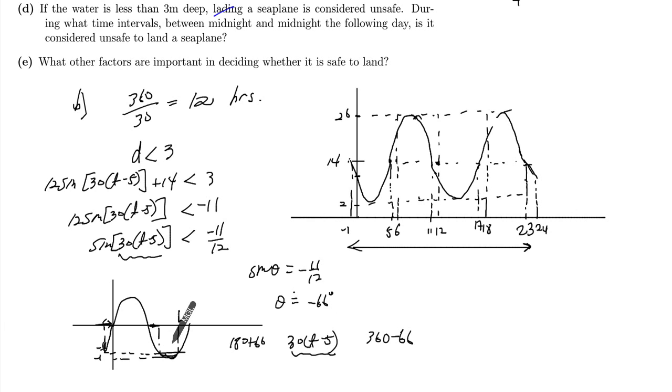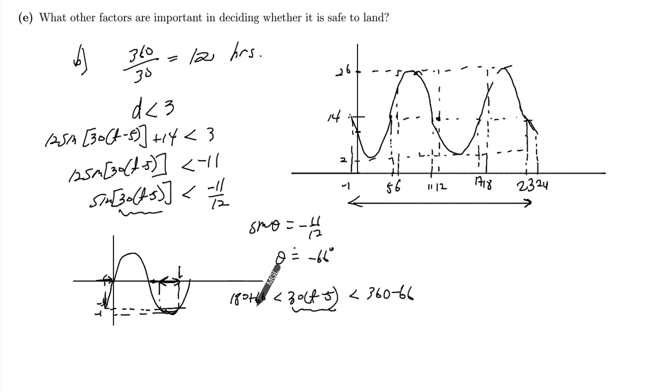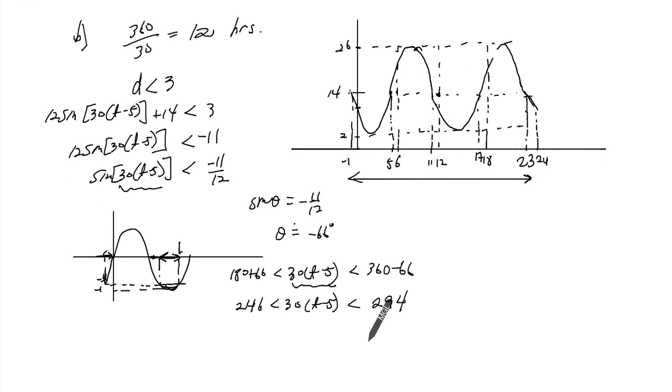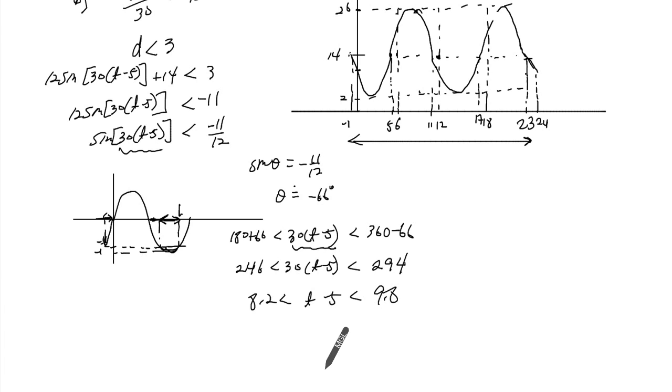And this angle here has to be in between these 2 points. So I'm just going to make that in between. So this is going to be 246, and this is 294. T minus 5 is between 246 and 294 degrees, or between 8.2 and 9.8. So t will be between, you add 5 to this, 13.2 and 14.8. So between these 2 hours, it's unsafe to land.